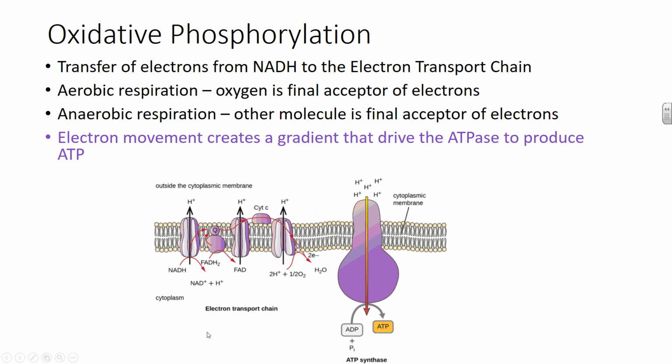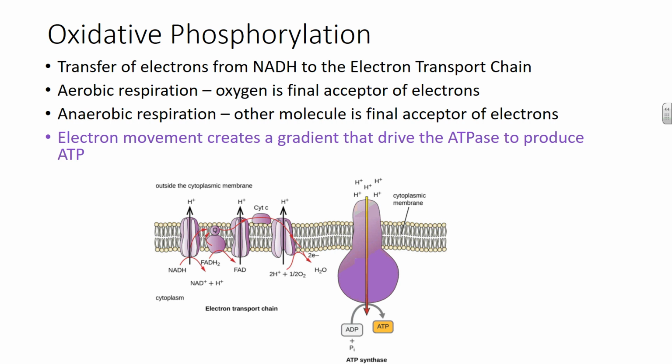We do this through oxidative phosphorylation. Oxidative phosphorylation is the process where we move these electrons through different proteins in the mitochondrial membrane, producing ATP. This is also called the electron transport chain.